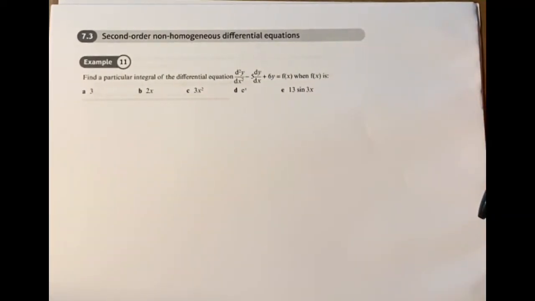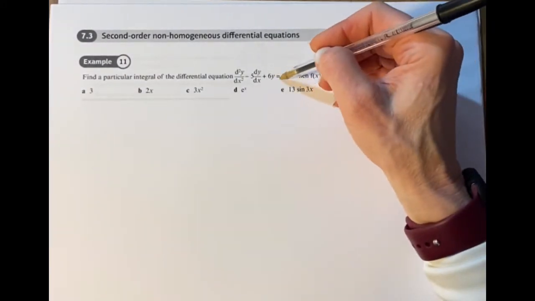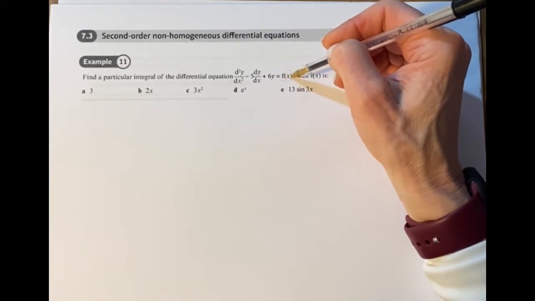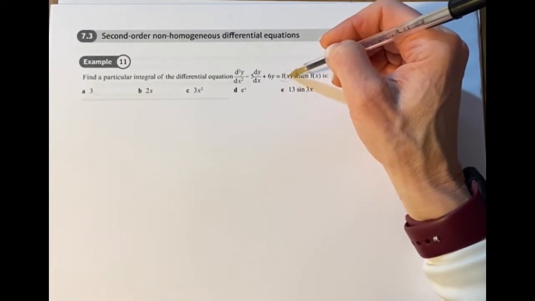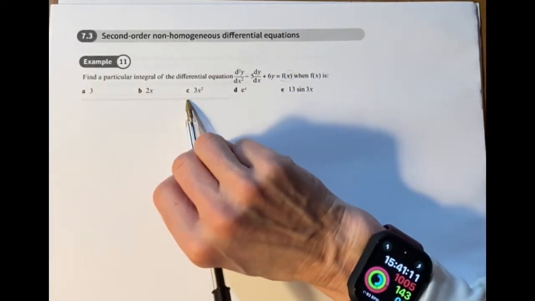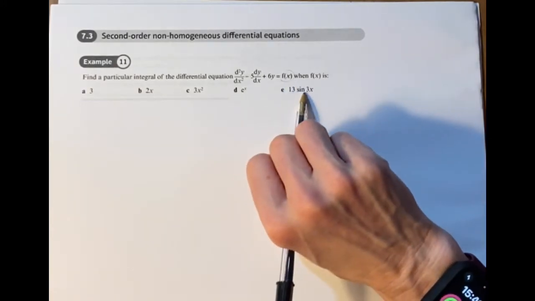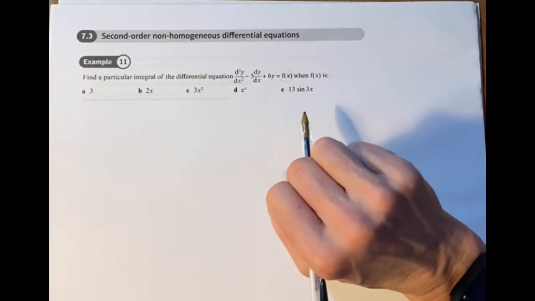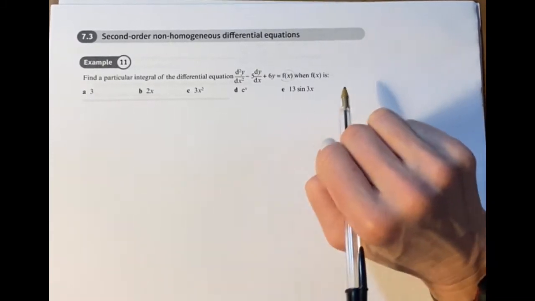So in this example, example 11, we are only going to practice finding a particular integral for this function. This is what they give you: different possible right hand sides, so the values for f of x, functions of x. So a constant, a function of x, x squared, e to the power of x, and 13 sine 3x. We'll go through different scenarios using our method.